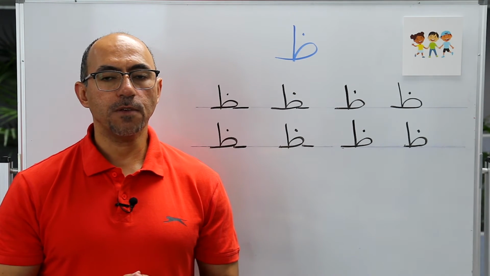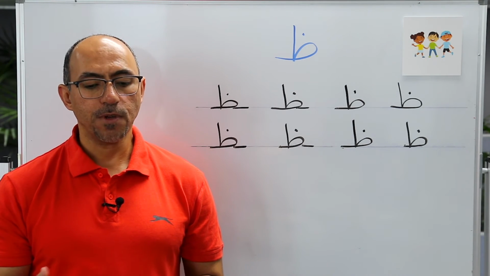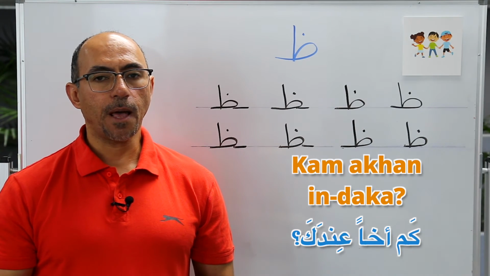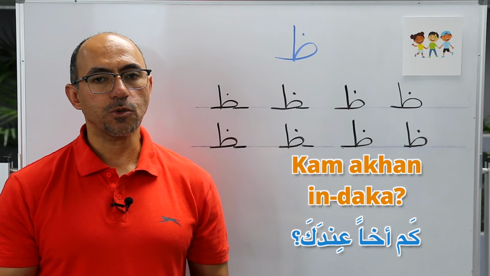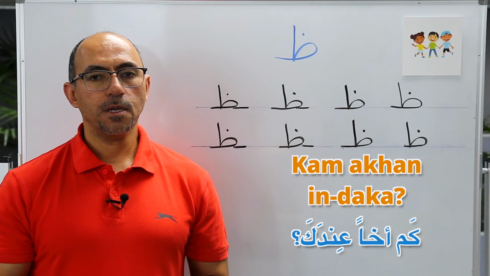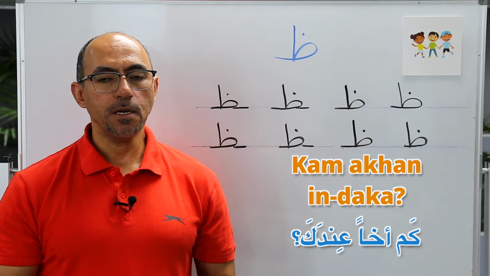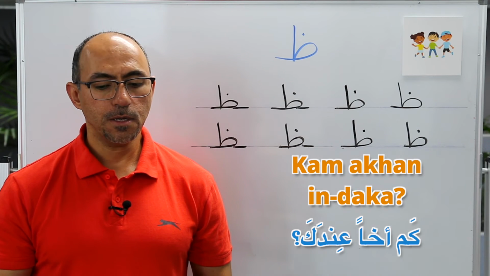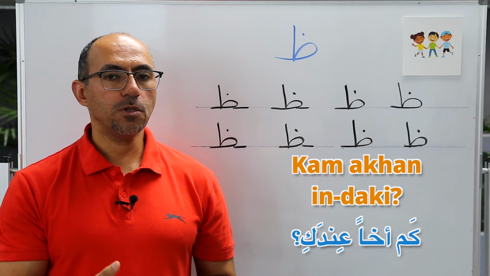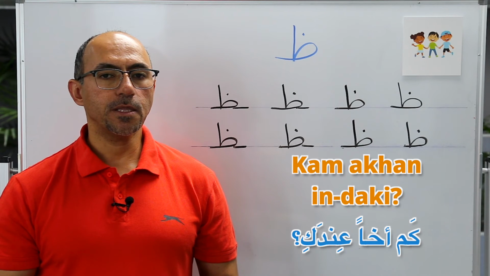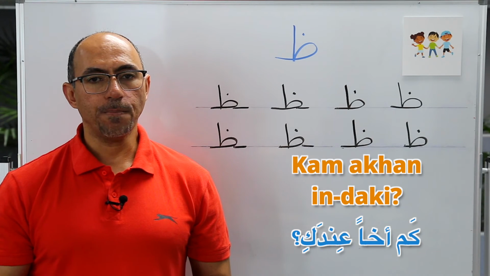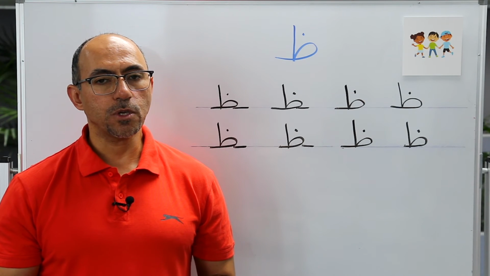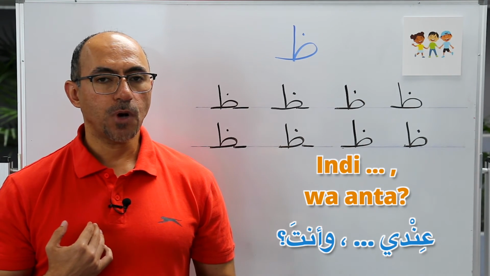Alright, let's keep talking. The third line here is if you want to ask someone how many brothers they have. So you say كم أخا عندك. كم means how many, أخا means brothers or sisters. Say after me. كم أخا عندك. Now, if we're talking to a girl, we say كم أخا عندك. And the answer for this question, we say عندي, I have.